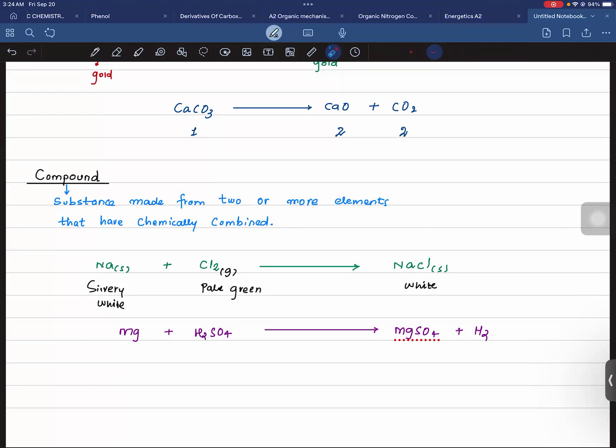So basically when we are going to form a compound, you have to show the equation of how this compound is going to be formed. We can express the preparation of a compound in two ways. Number one, you can express it in a word equation, and you can say in the form of the formula.